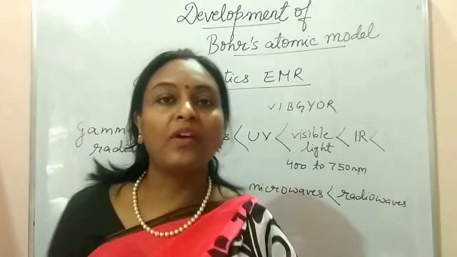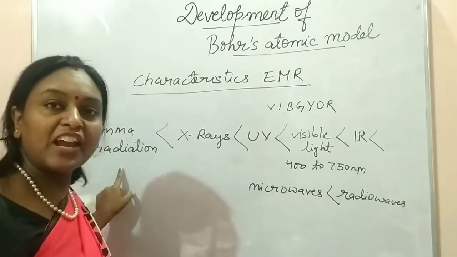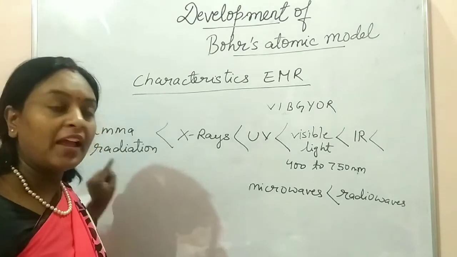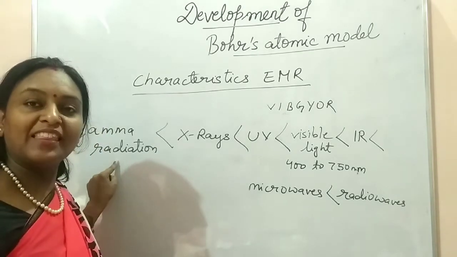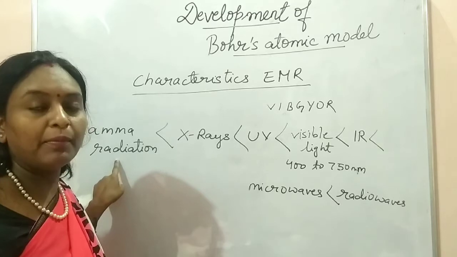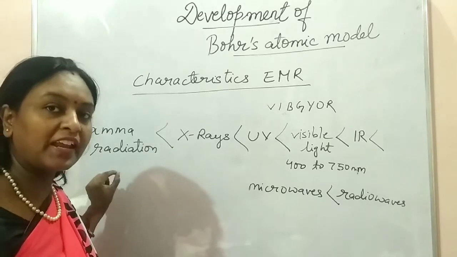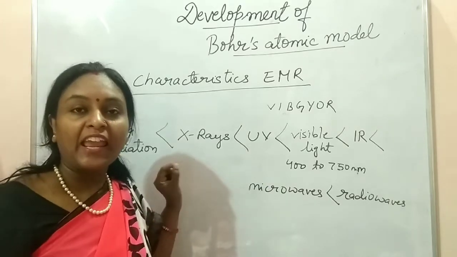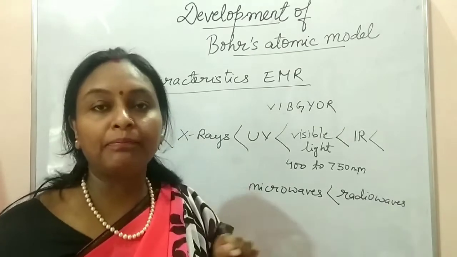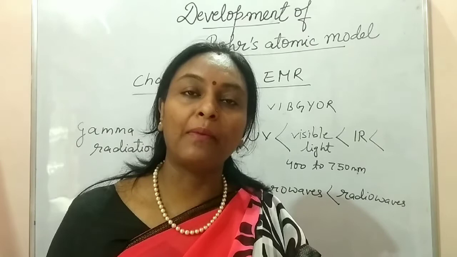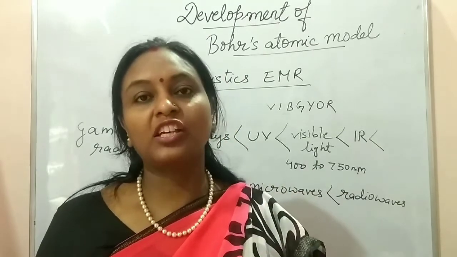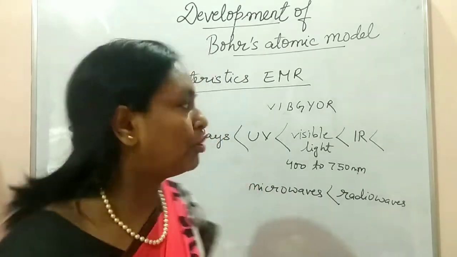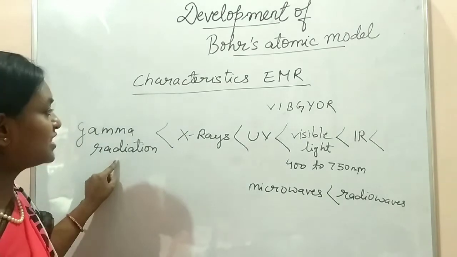The highest frequency is of gamma radiations, and these are the most energetic radiations, and they have got high penetrating power. Because of this property, gamma radiations are used for treatment of cancer cells. If we irradiate a cancerous part of the body with gamma radiations, they have got the capacity of killing them. So it is used in the treatment of cancer.